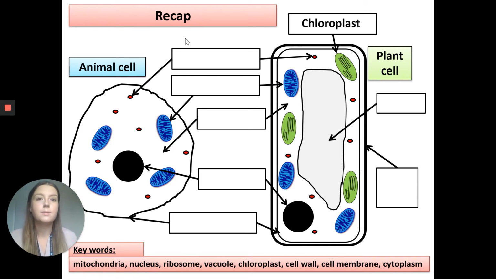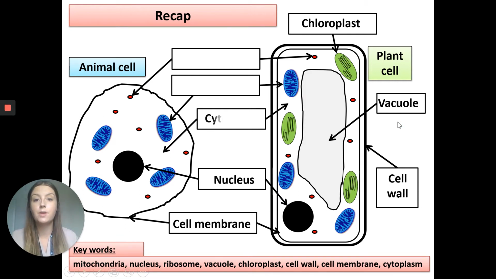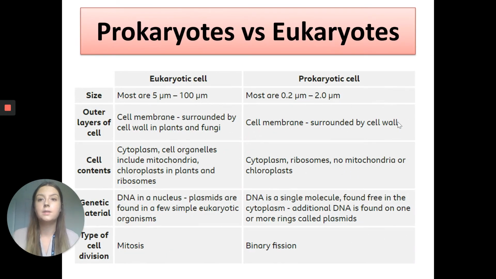Okay, so we won't spend too much time going through this because I don't want this to be the focus, but obviously we've got the chloroplast, vacuole and cell wall that are only present in plant cells. Okay, and then we've got the cell membrane, the nucleus, the cytoplasm, mitochondria and ribosome. Okay, so moving on to eukaryotic and prokaryotic cells.